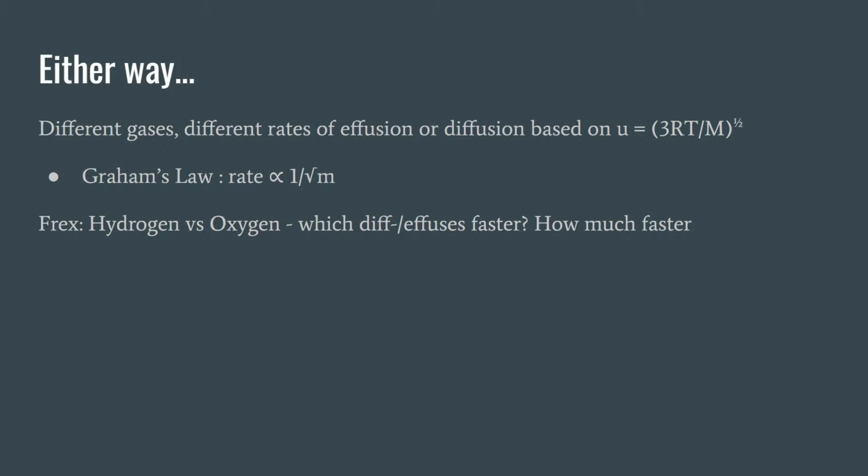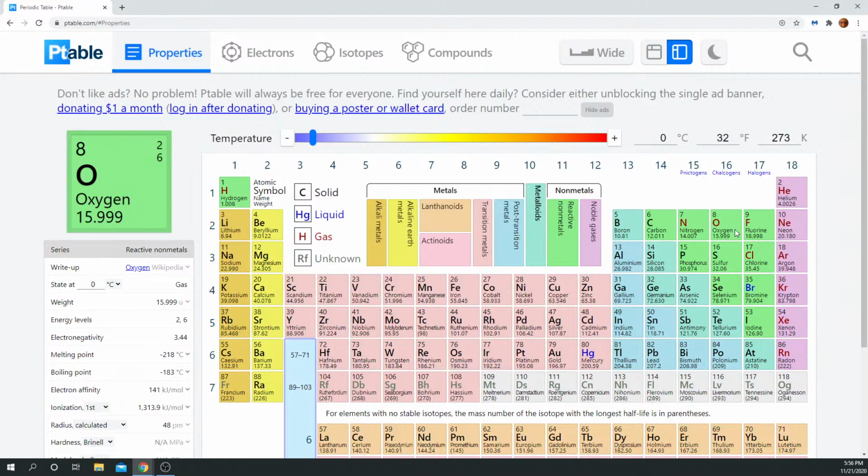So this is perfect fodder for a test question. It could be simple, which one will diffuse or effuse faster or slower, or they could actually ask you for the number, in which case you would have to use the periodic table. You would have to find the molar masses, and from there just take the square root of how many times heavier.